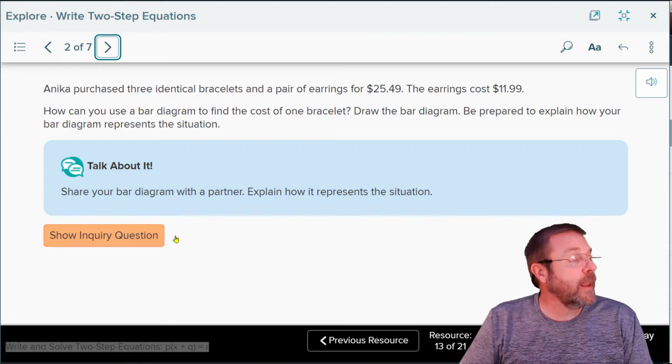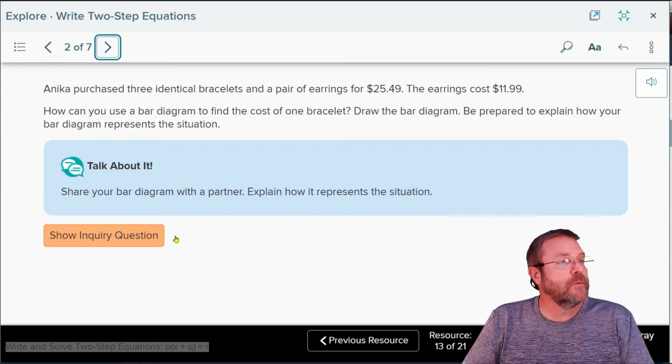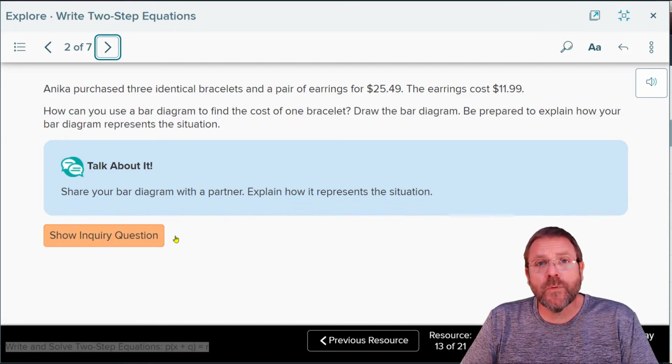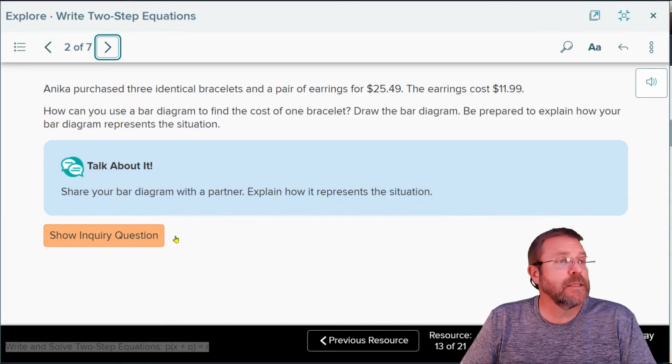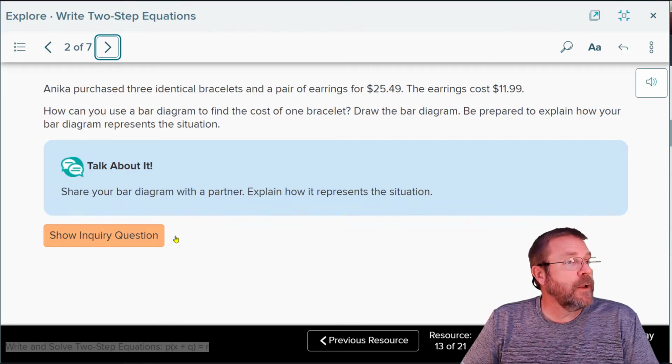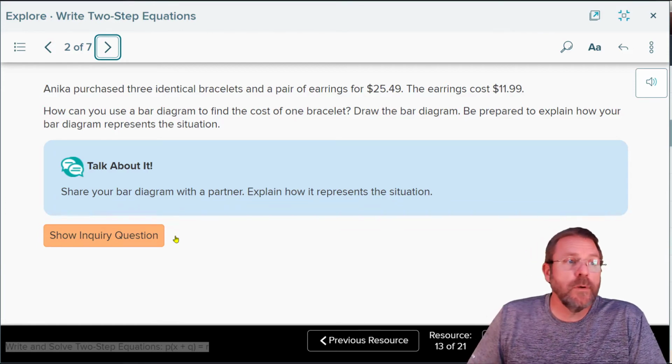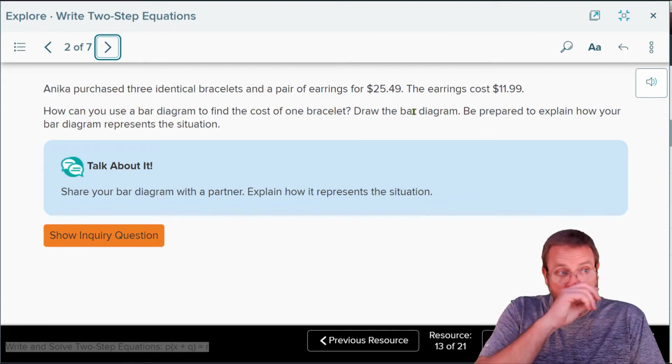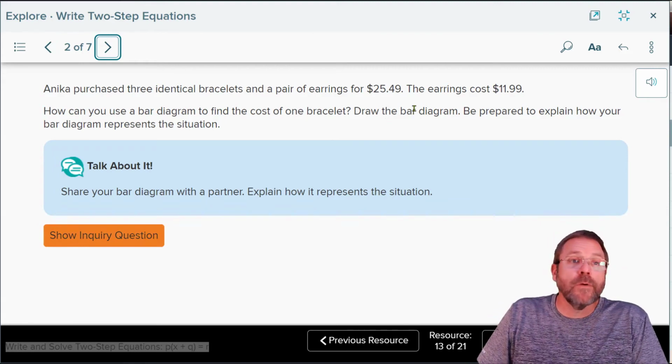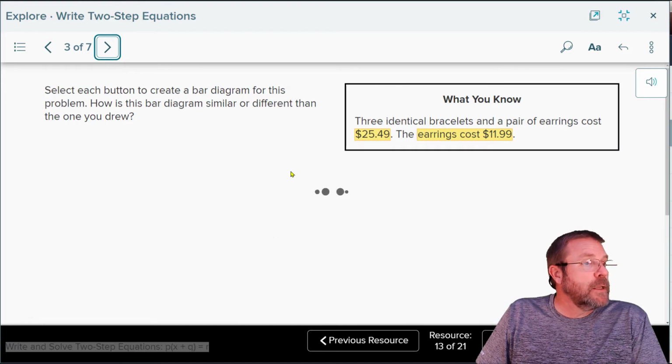And maybe not. It says Annika purchased 3 identical bracelets and a pair of earrings for $25.49. The earrings cost $11.99. How can you use a bar diagram to find the cost of just one bracelet? It says draw the bar diagram and then be prepared to explain it. So let's take a look at that.